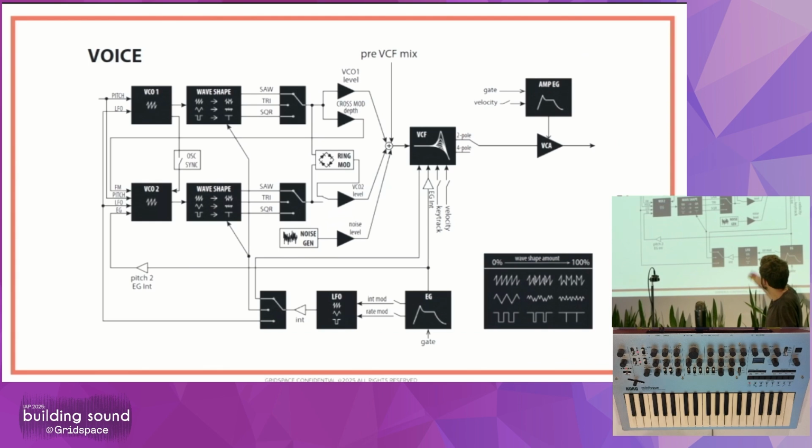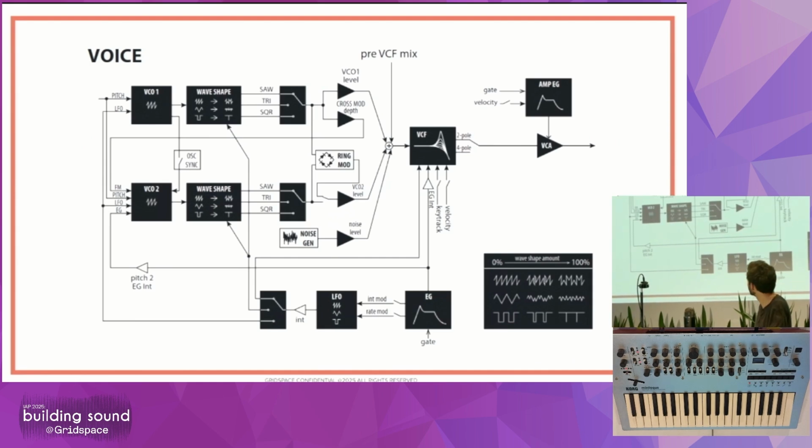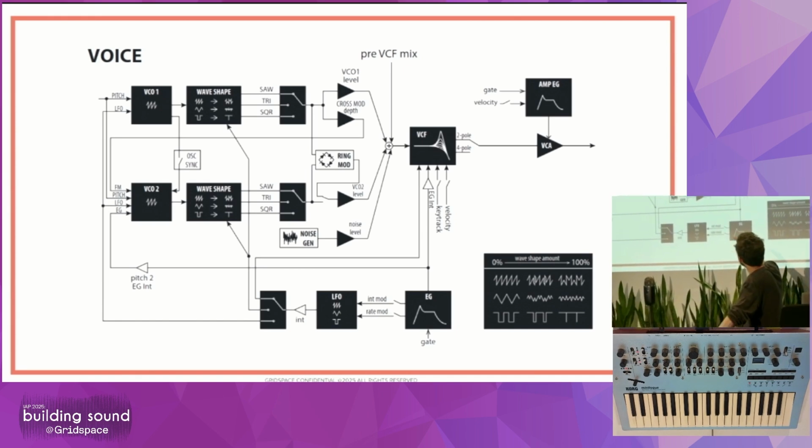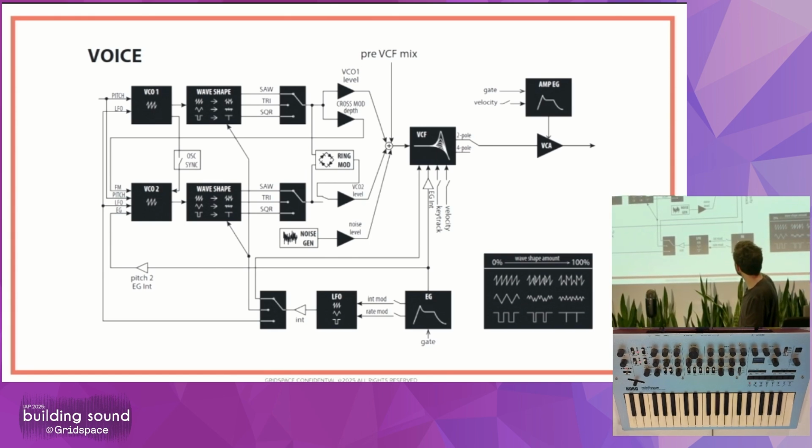There is a cross mod operator, which I didn't talk about, that does FM synthesis, which will be the topic of the next lecture, so we'll skip that. So everything up to pre-VCF mix is again just creating those interesting harmonic overtones, and then the VCF, which is the voltage controlled filter, is our low pass filter, which subtracts out some of the harmonics.